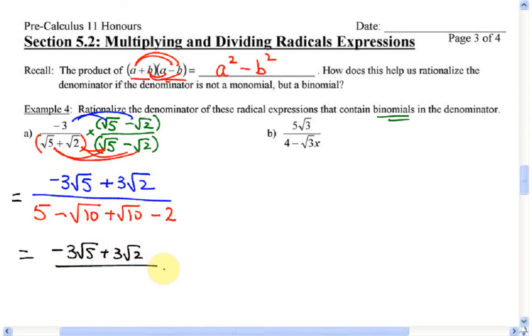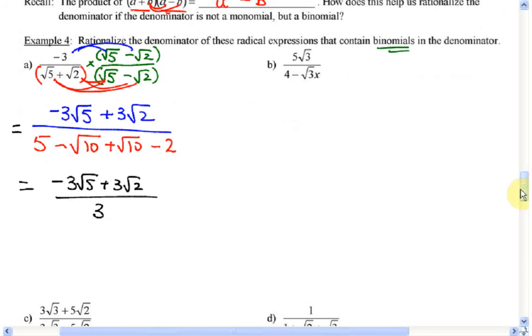And then look what happens in the denominator. The negative root 10 and the positive root 10 disappear. So you just have a 5 take away a 2, which is a 3. If you leave it in this format, that's perfectly fine, but I think some of you noticed, hey, Mr. Lee, there's 3's all around, so why don't I just simplify that? Sure, go ahead if you want to.